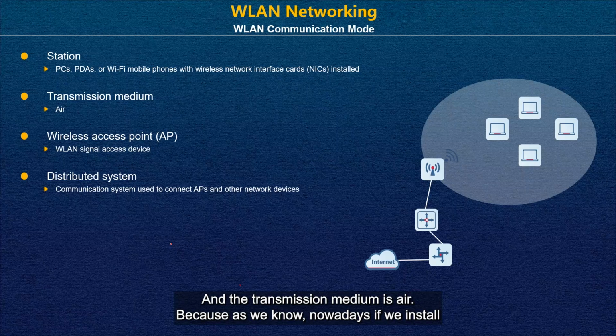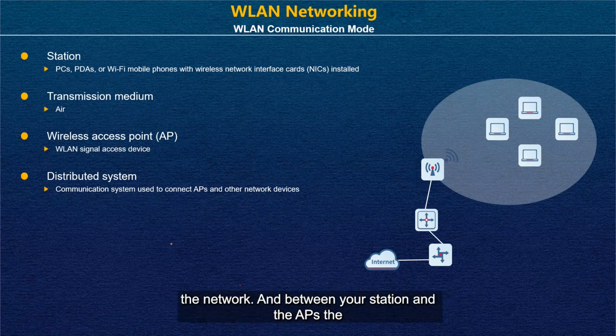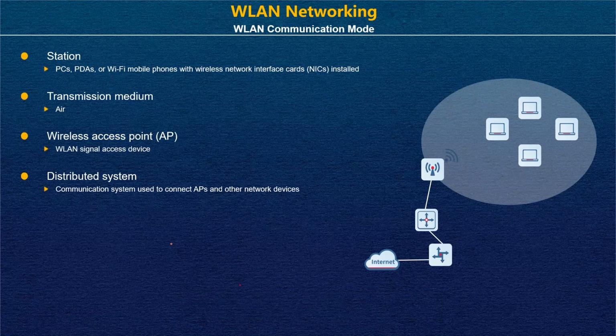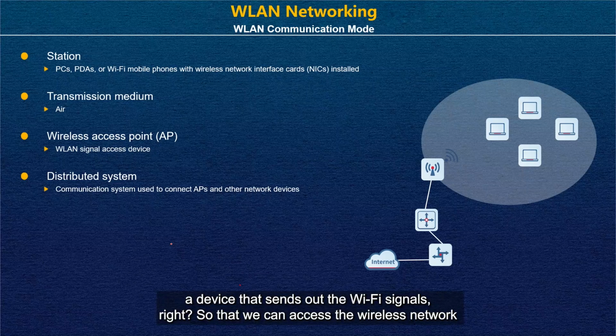And the transmission medium is air, because as we know, nowadays if we install a wireless network, we can use stations, for example PCs or mobile phones, to access the network. Between your station and, for example, the AP, the wireless device, the medium is air. Next, the wireless access point, which we call AP, is a device that sends out Wi-Fi signals so that we can access a wireless network.